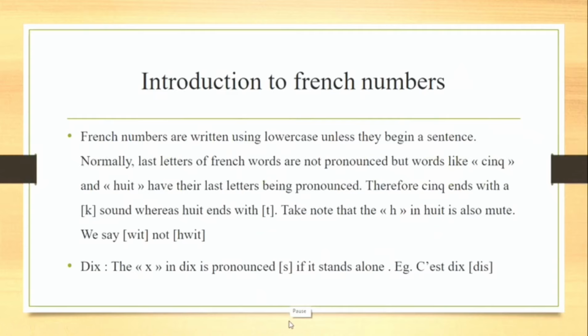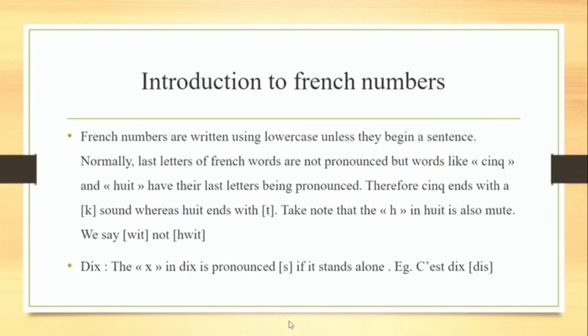Alright, so I'm going to introduce you to French numbers. French numbers are written using lowercase unless they begin a sentence. Normally, the last letters of French words are not pronounced, but words like cinq and huit, which are numbers, have their last letters pronounced. Therefore, cinq ends with a k sound, whereas huit ends with t. Take note that the h that huit begins with is always silent or mute.